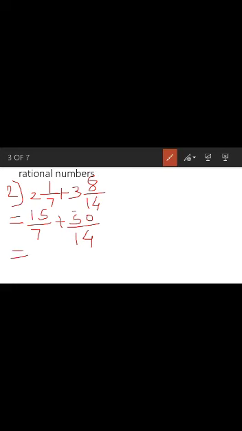Now what we need to do? We need to make the denominators the same. Now see students, here 14 is given. In case of 7's table, 7 2s are 14, so there is no need of multiplying the denominator 14 by any number, so we'll keep 50 upon 14 as it is. Only we need to multiply the first fraction by 2, so that we'll get 14 at the denominator, that is 15 upon 14.